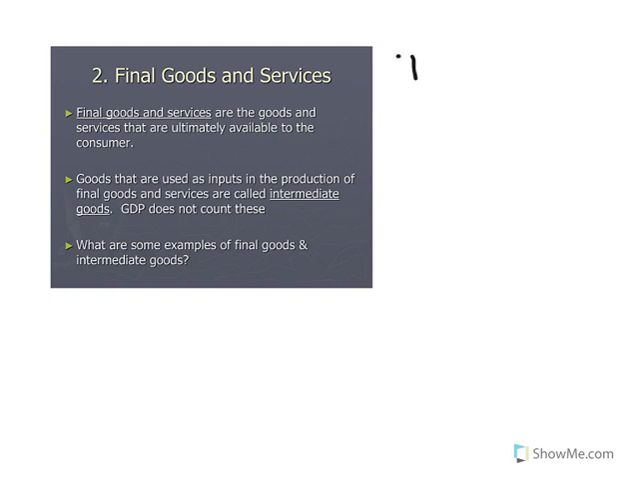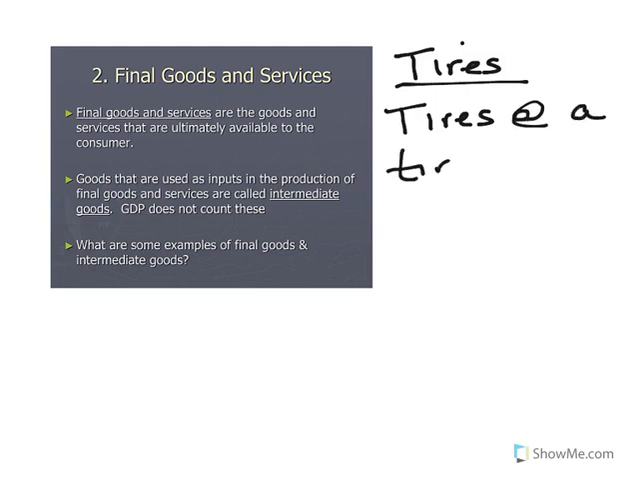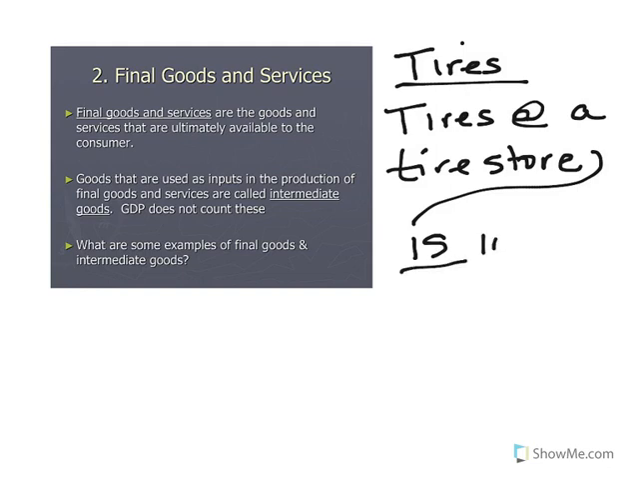Let's say that I'm talking about a good like tires. Now tires at a tire store, where I go and I purchase a new set of tires for my car, that is included in GDP because those tires were produced and sold as a final good to the consumer. In other words, I went and purchased those tires to put on my car.